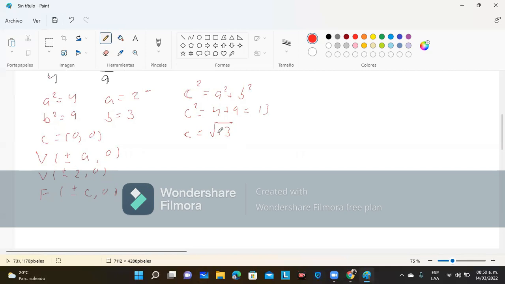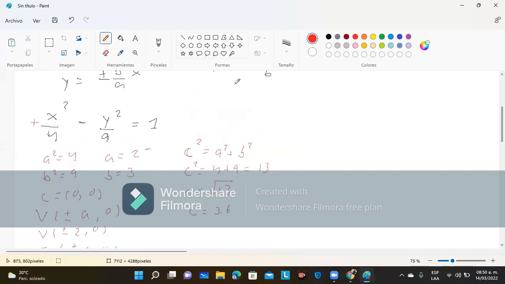This doesn't have a perfect square root, so we can leave it like this, or we can say it is something like 3.6 and more numbers. But we need to graph this. So to graph this equation, we are going to graph the equation.